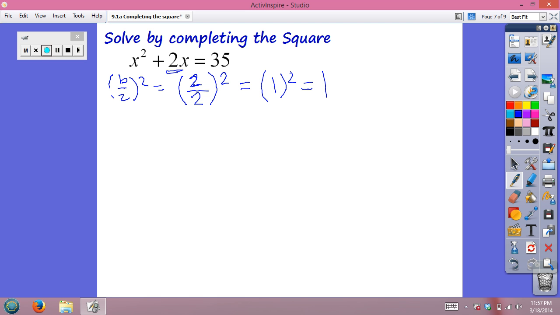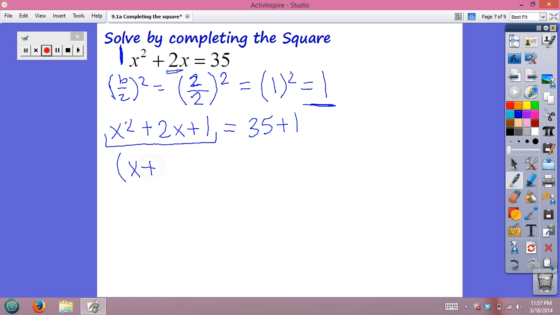We have to make sure that our leading coefficient is 1, which we didn't do before our b over 2 squared, but it is, so we're fine. Now that we've found this value, we add it to both sides of the equation. So we have x squared plus 2x plus 1 equals 35 plus 1. Making this side into a perfect square, we get x plus 1 squared, because remember that's what we found before we squared it, equals 36.